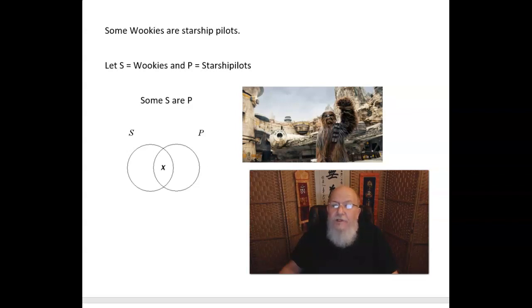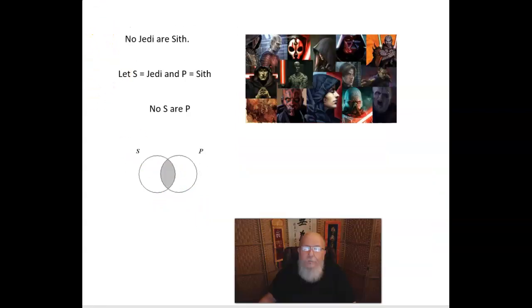In logic, some means at least one. There may be more, but we know there's at least one. And in fact, this is a true statement because we know there's at least one Wookiee that's a starship pilot, the great Chewbacca. And to do this, we show an X, which means an existence claim. So there is at least one X that is in both the S and the P class.